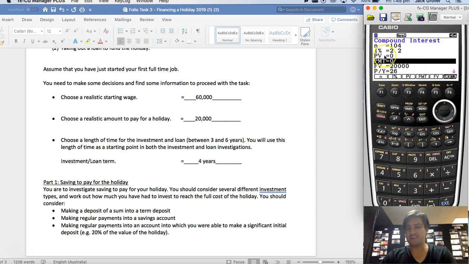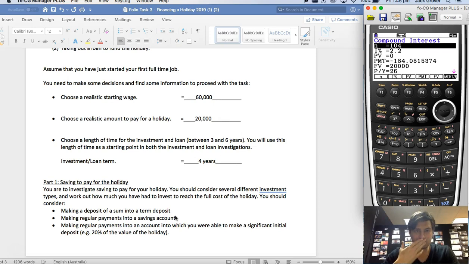PV stays the same. We're starting with zero money in this account, so PV can stay the same. So we're going to solve for payment now. $184.06 is what we would need to deposit every fortnight for 104 fortnights, or 4 years, to get up to $20,000. Again, you put a little summary sentence in there so that we can tell that you know what you're calculating, because that's what we're really after. We want to know that you guys know the significance of the figures that you're calculating.